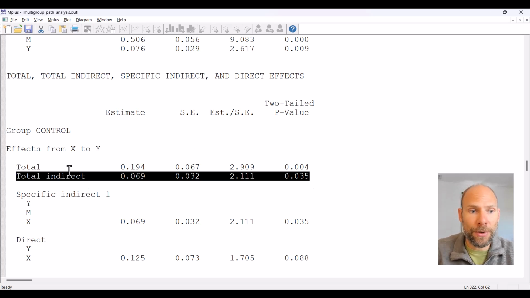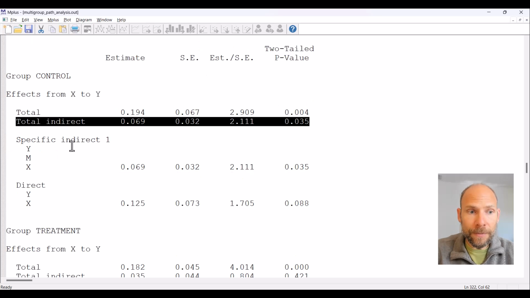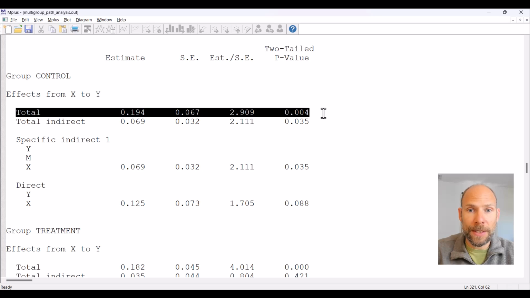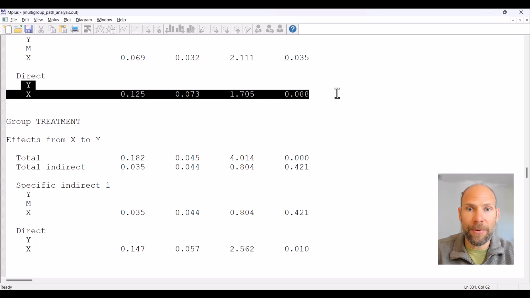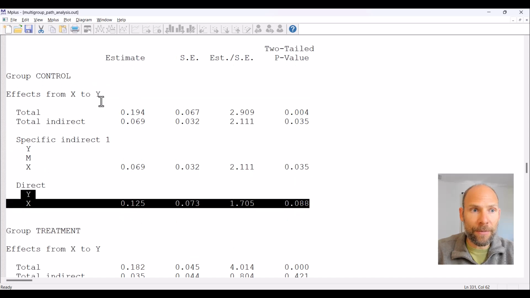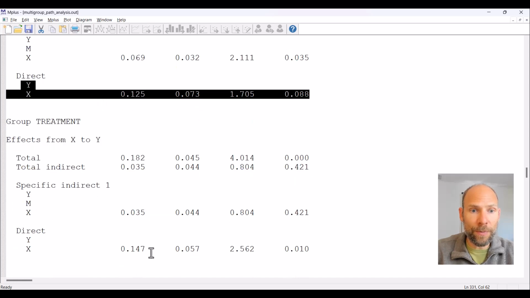And so I will show you this next. Notice that also here Mplus gives us the total effect, which is the sum of the C prime path and the indirect effect A times B. And then also the direct effect is given again, so that's the C prime path that we've already seen above. And you get the same information also for the treatment group, so you can test this separately or look at this separately for control and treatment group.